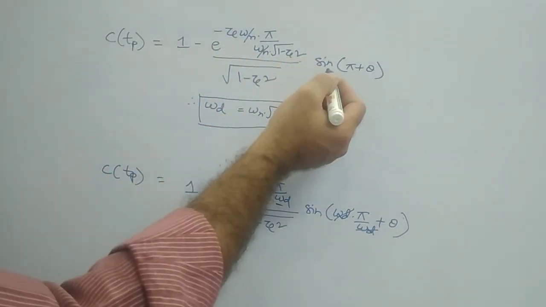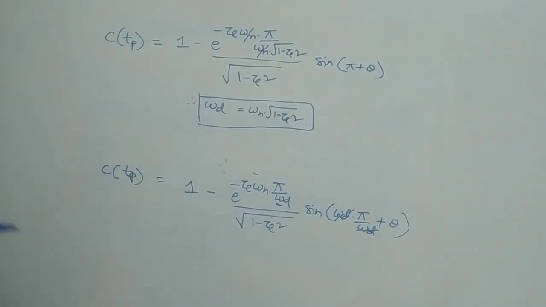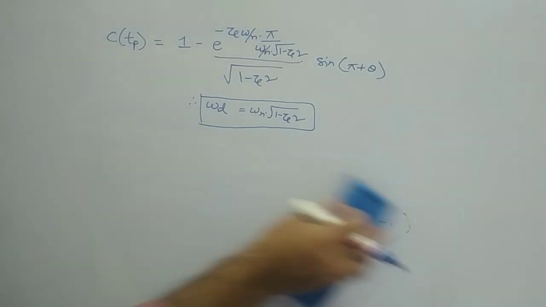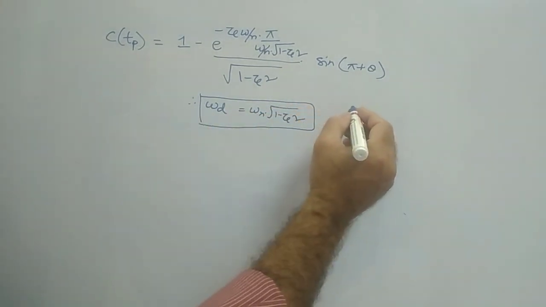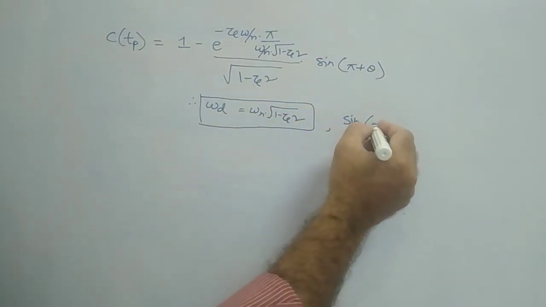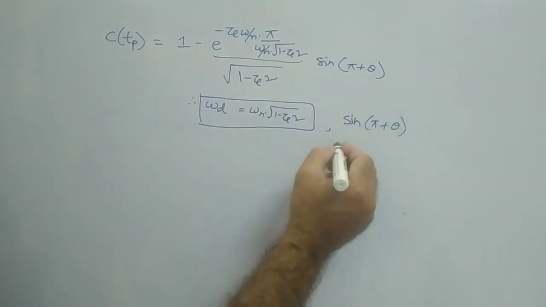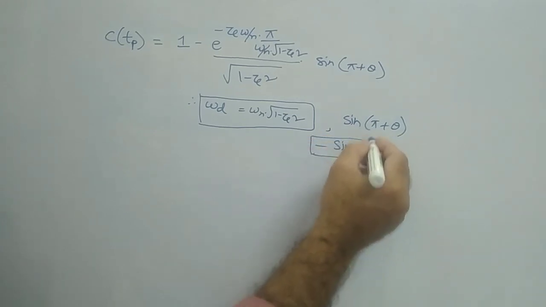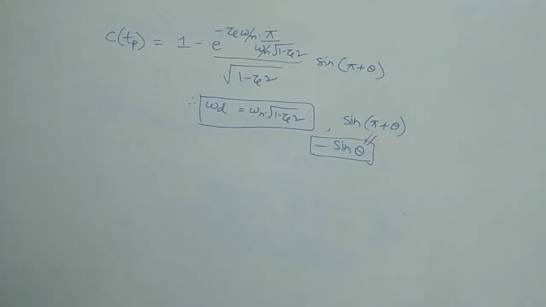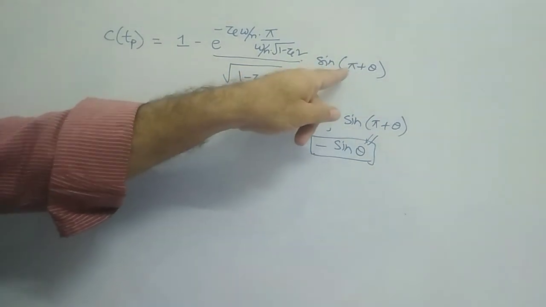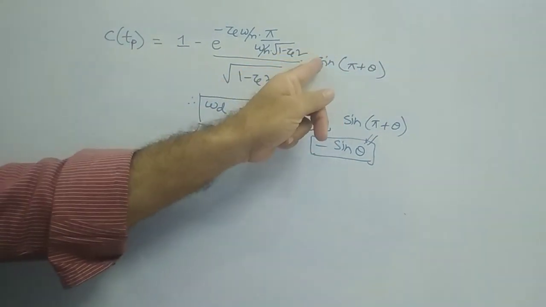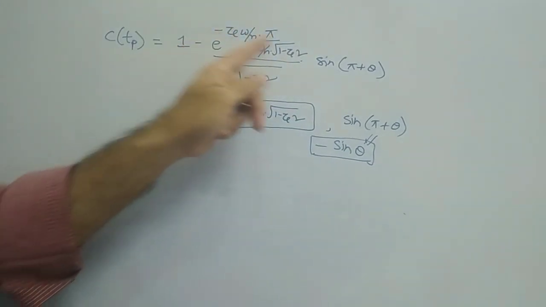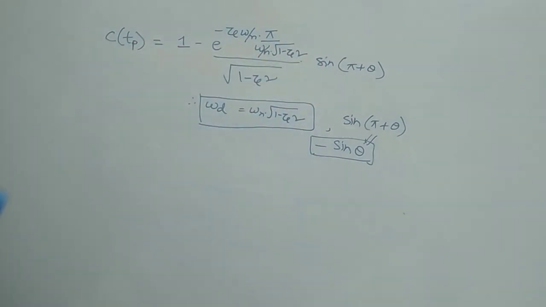Then again, if you see sine of pi plus theta. From the trigonometric definition, pi is nothing but 180, so sine of 180 plus theta is minus sine theta. Sine of pi plus theta is equal to minus sine theta. So minus of sine theta, and this minus will be multiplied, minus into minus is plus, then plus sine theta you can write here.